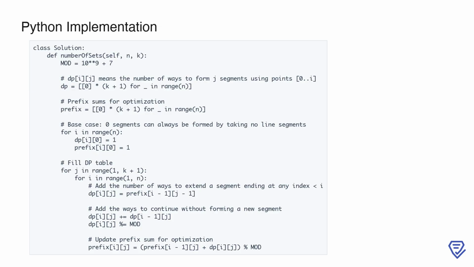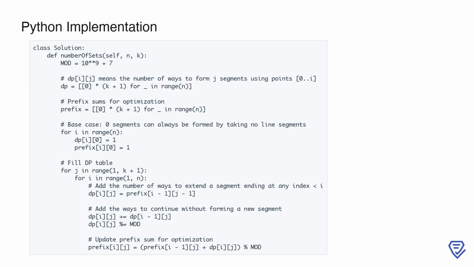After setting up the base case, we move on to filling the dp table for all possible numbers of line segments and points. For each segment count j from 1 to k, and for each point i from 1 to n-1, we calculate dp[i][j] in two parts. The first part adds the number of ways to extend a segment ending at any index less than i, which is stored in prefix[i-1][j-1]. The second part includes the ways to continue without forming a new segment, which is represented by dp[i-1][j]. Finally, we take the modulo of the sum to ensure the result stays within bounds.